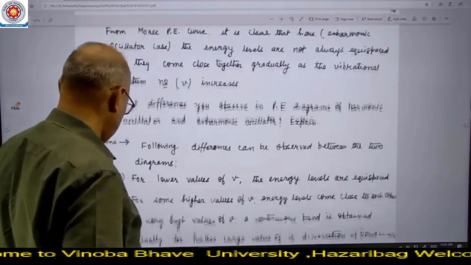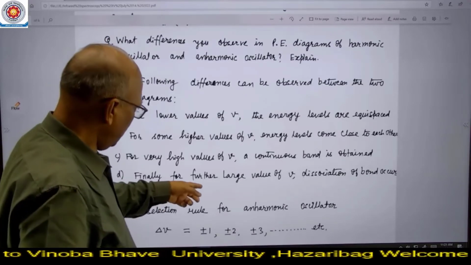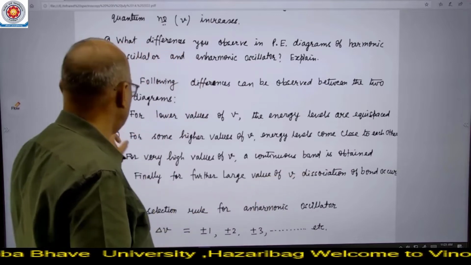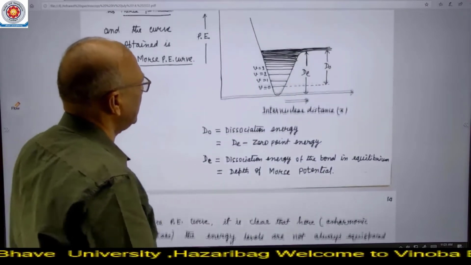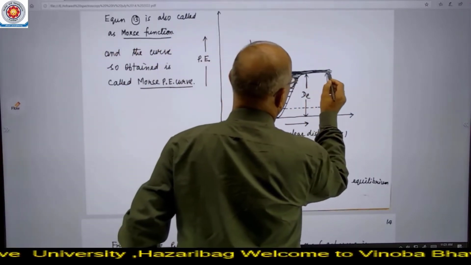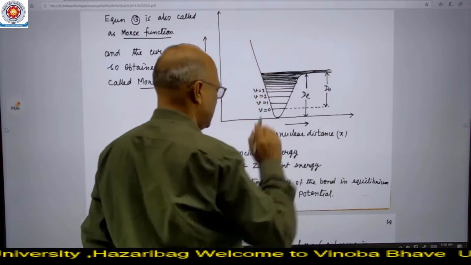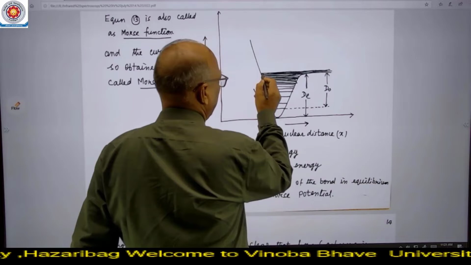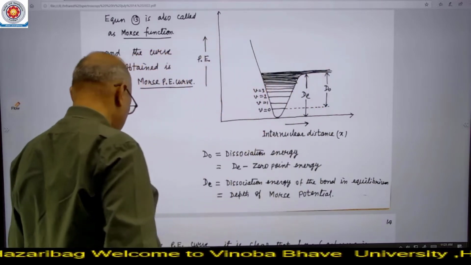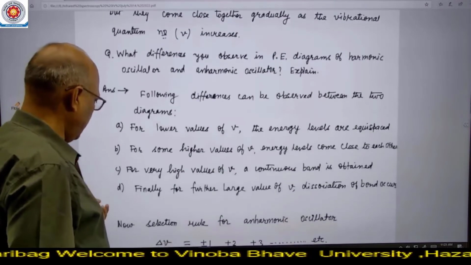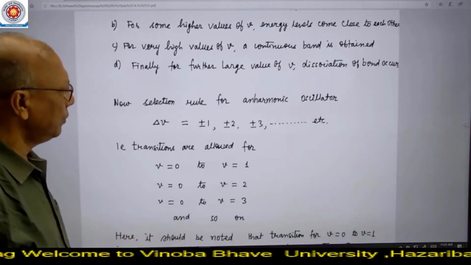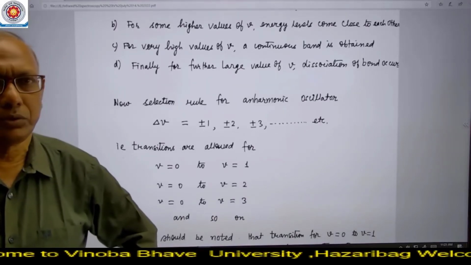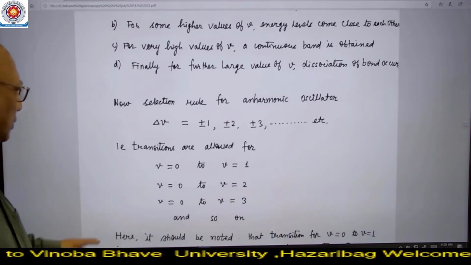And for further, what happens? For large values of V, dissociation of the bond occurs, which is represented by this line. This is the place where the dissociation is occurring. So for very large values of V, dissociation occurs. So these are the points we observe when we draw the potential energy diagram according to the Morse function or Morse potential energy.